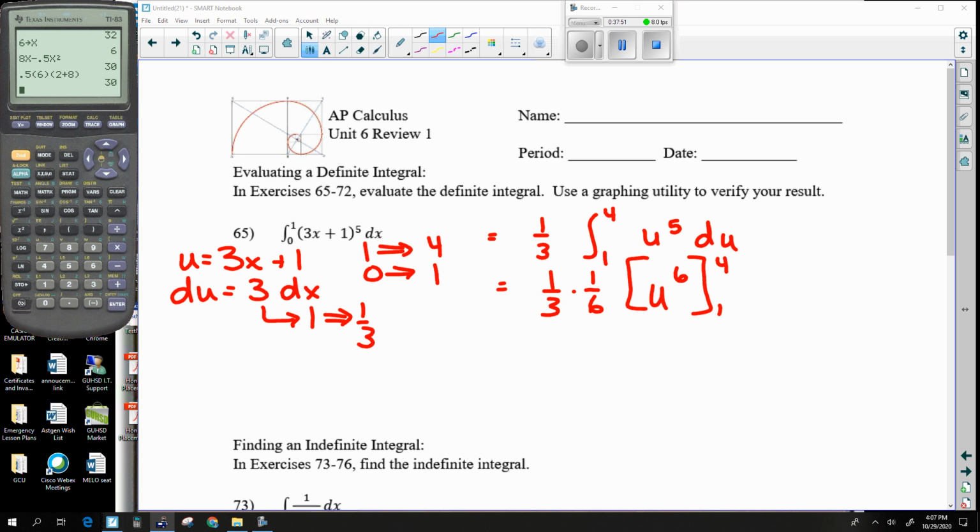So this is going to be a pretty big number. So 4 to the 6th is 4,096 minus 1 to the 6th, which is 1. And that's going to be a 1/18 of whatever that is. Hopefully our calculator can handle it.